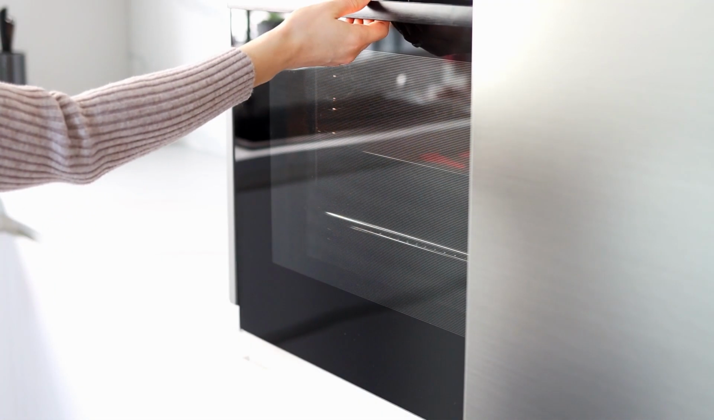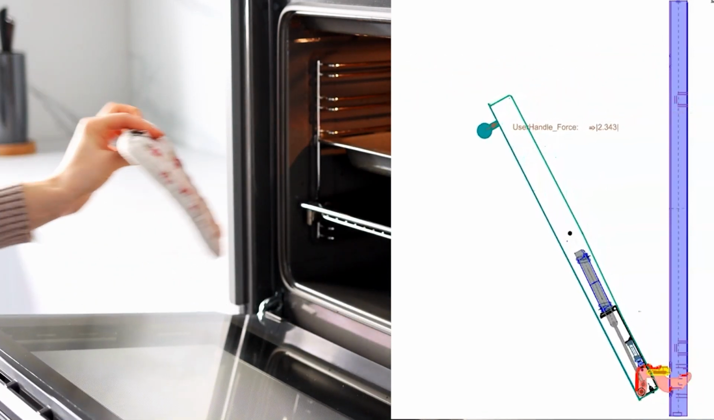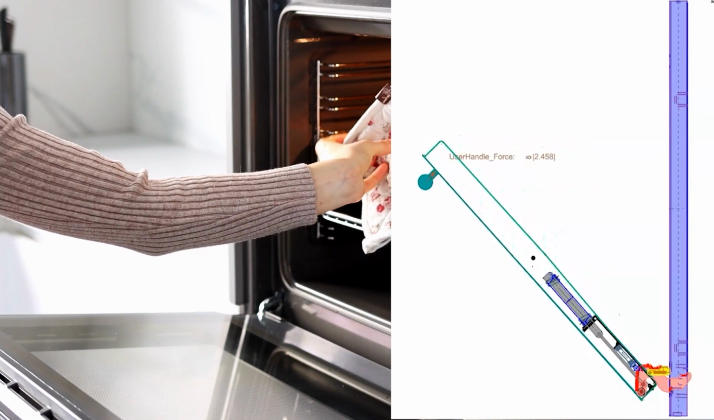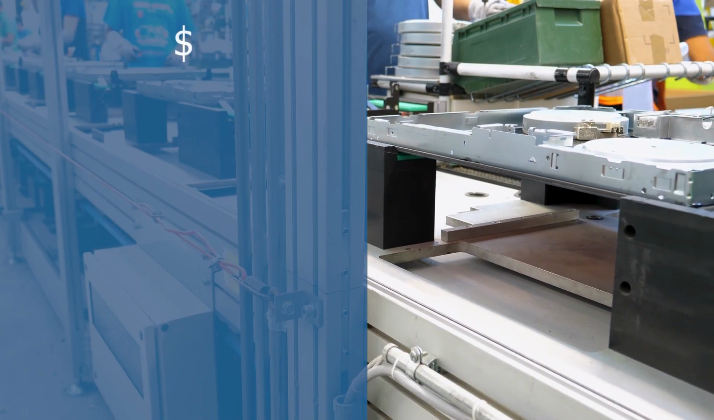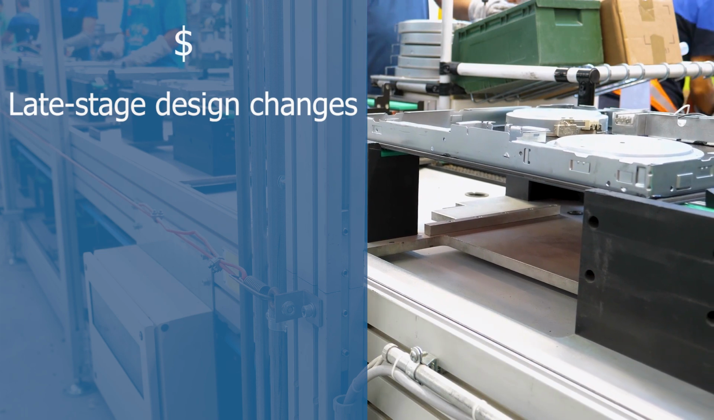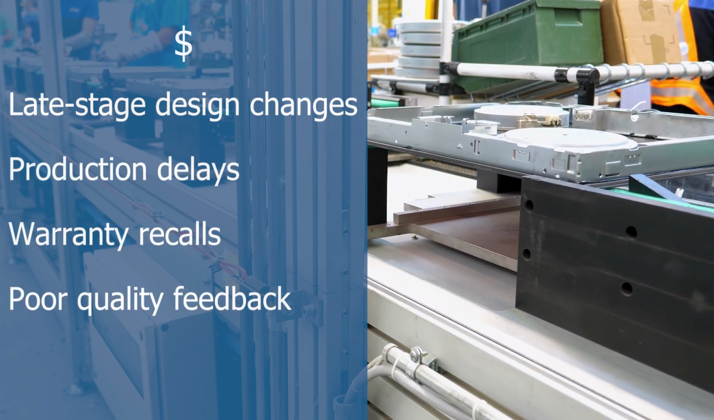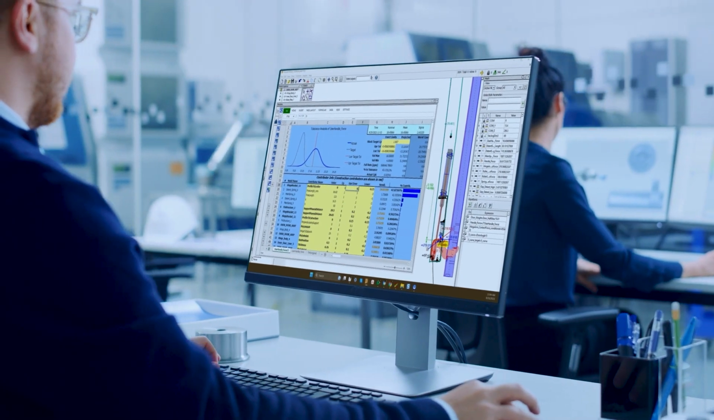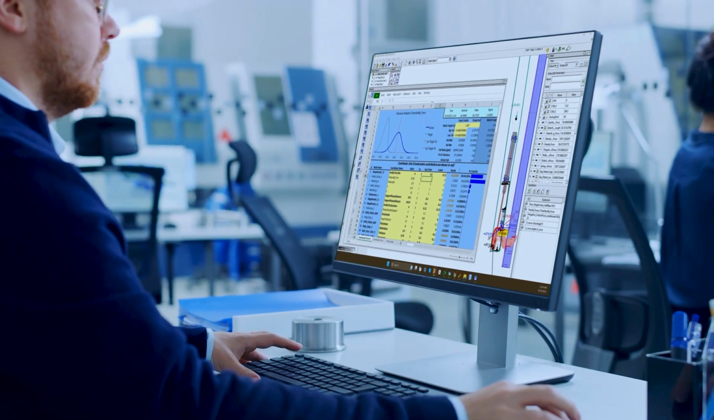The reason you are struggling with your designs is most likely due to the impacts on forces from unexpected combinations of dimensional variations in a mechanism's components. These struggles can cost your organization millions of dollars in late-stage design changes, production delays, warranty recalls, and poor quality feedback from customers. Enventive's Concept tolerance analysis software helps you meet force requirements right from the first design effort.